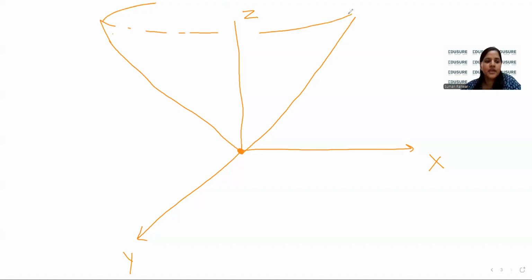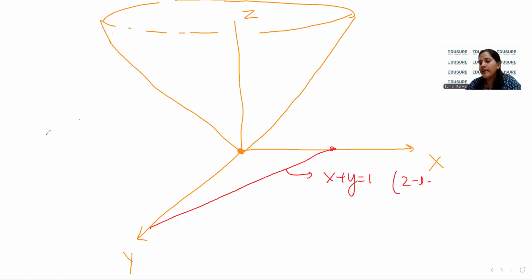Okay. Now we know that we have the constraint x plus y equals 1 lying on the 2D plane. So we have a point (1, 0) here, and we have a point (0, 1) here. Now look at this point (1, 0). That means x equals 1, y equals 0.